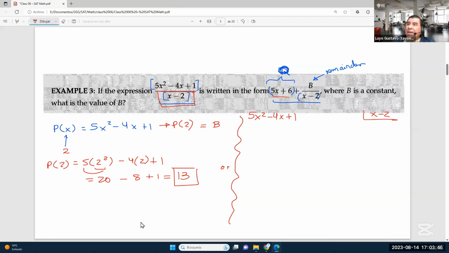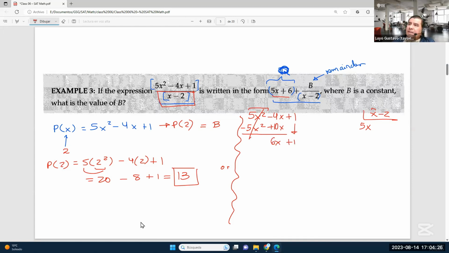Take a look. 5x squared divided by x. Easy, right? 5x. Now multiply 5x by x minus 2 and subtract it from the original polynomial. So let's do that. 5x times x, here subtracting, negative 5x squared. 5x times negative 2 is negative 10x, but we are subtracting, so change the sign, 10x. And that's it. Let's do the subtraction. Here you have 6x plus 1.